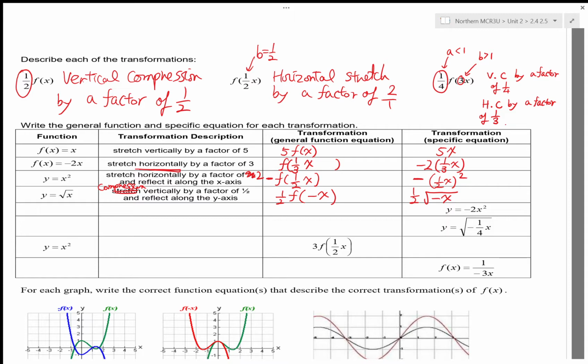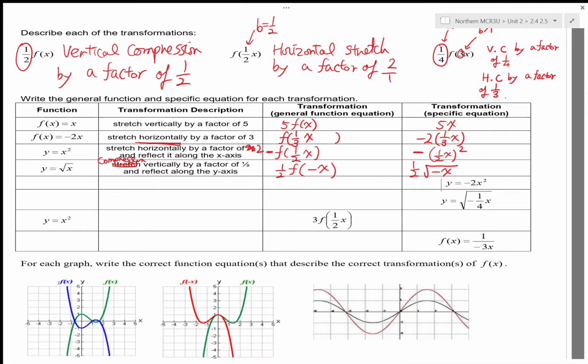Now, then the rest is kind of the same thing over and over, right? So in this case, we have x squared as our main function. So this will be then y equals x squared. Now then we have negative, which is the reflection on the x-axis. And then we have 2, so that is vertical stretch by a factor of 2.